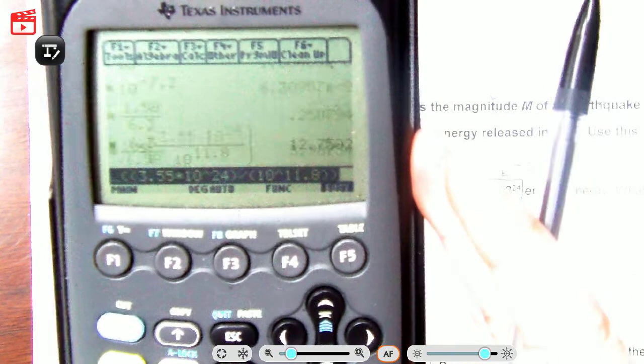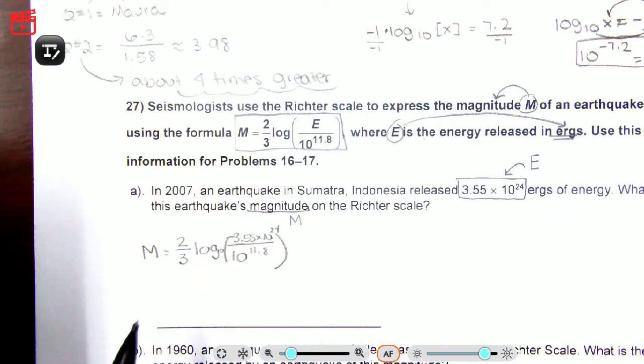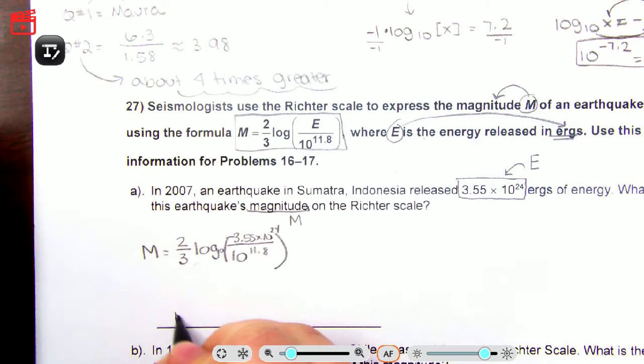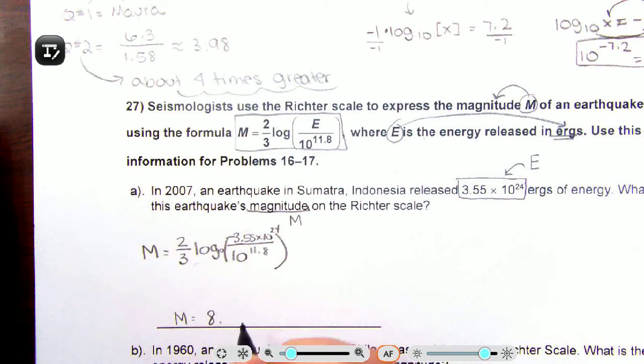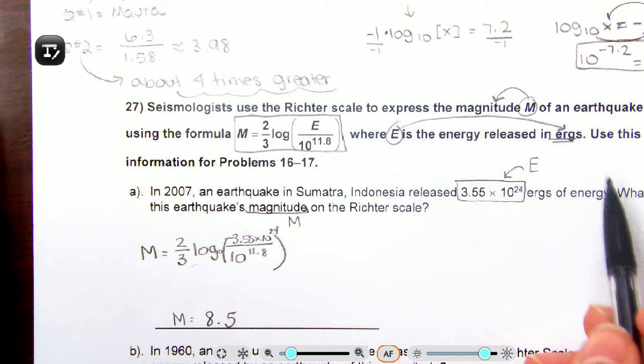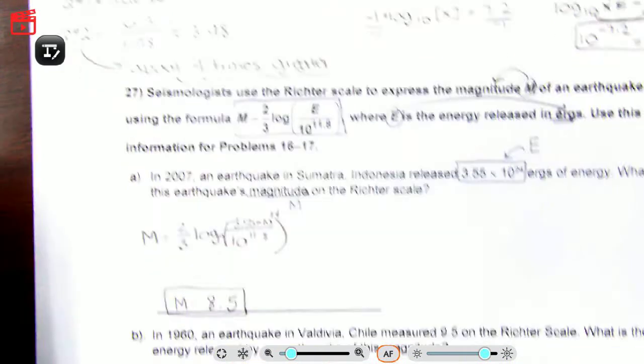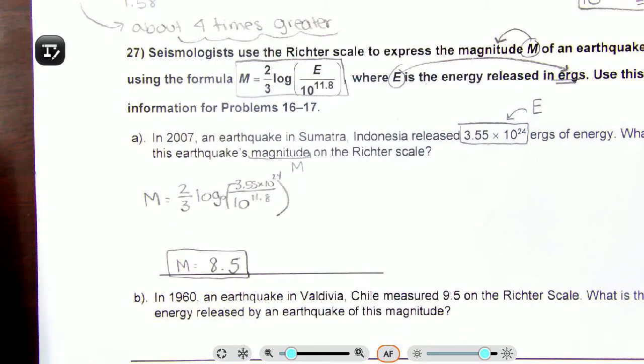I'm pressing enter. So it gives me about 12.7502. And then I'm not done because I still need to multiply by 2/3. So that gives me a magnitude of 8.5-ish. It doesn't say anything, so I'm just going to let it equal M. M is the magnitude. So 8.5 in magnitude.